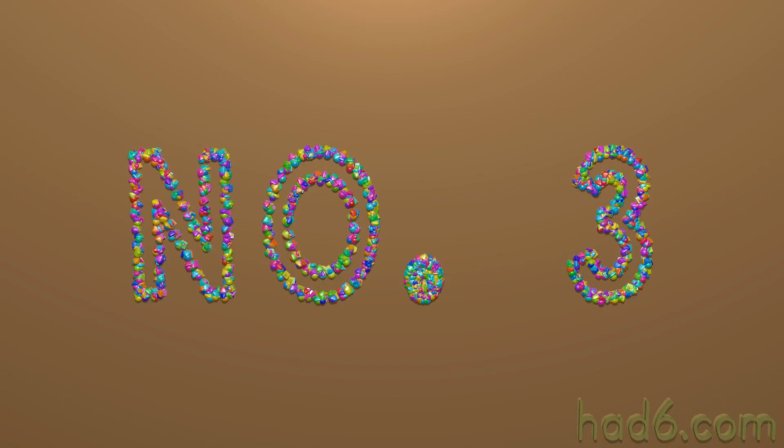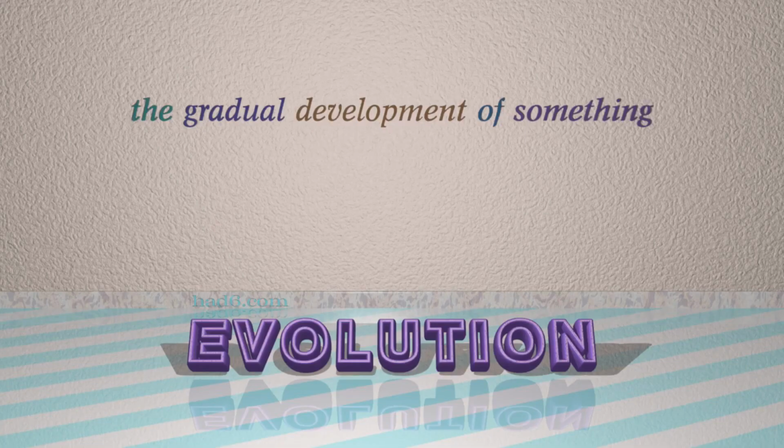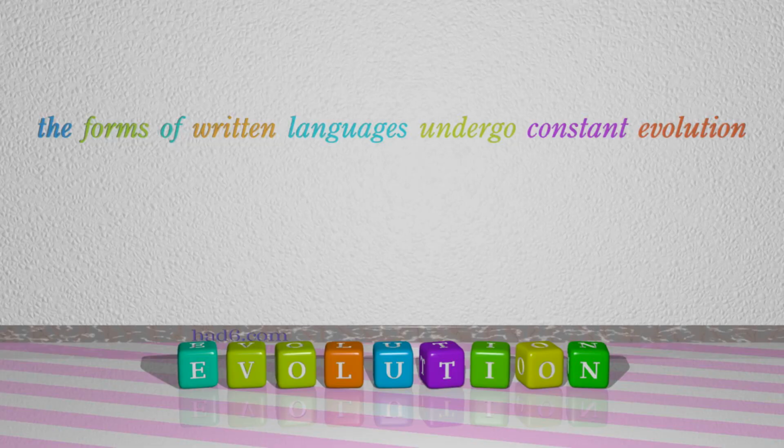Number 3. Evolution. Which means the gradual development of something. Evolution. For example, the forms of written languages undergo constant evolution.